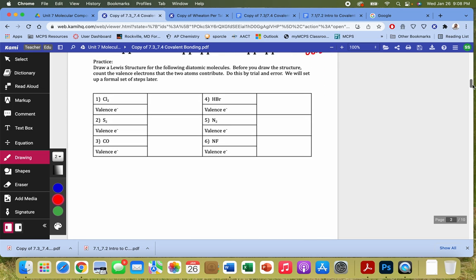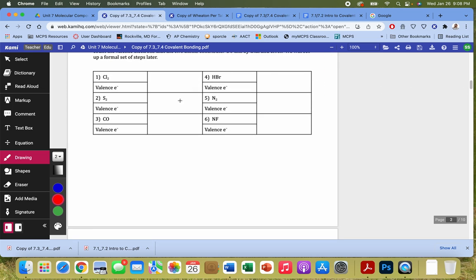All right? Now, if we look over here, we're going to practice drawing covalent bonds. And I want to set up sort of a system for it. You can do this by trial and error, but I want to set up a system. And the first thing I want you to do is count the valence electrons. Count valence electrons, okay?